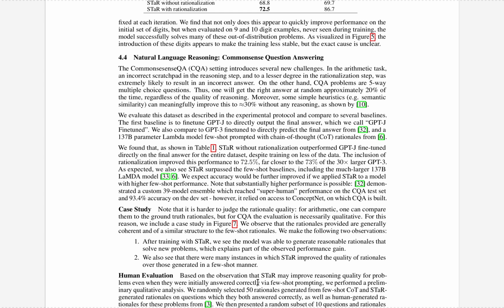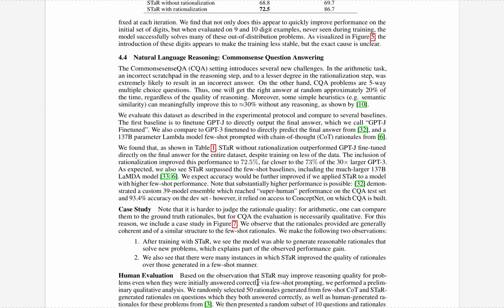We evaluate this dataset as described in the experimental protocol and compare to several baselines. The first baseline is to fine-tune GPTJ to directly output the final answer, which we call GPTJ fine-tuned.